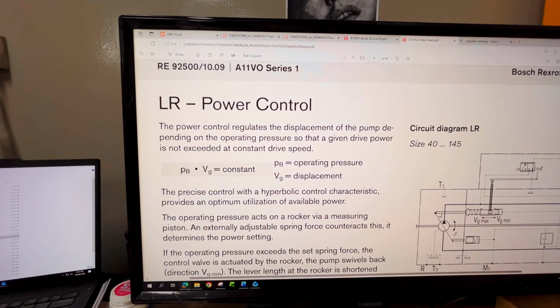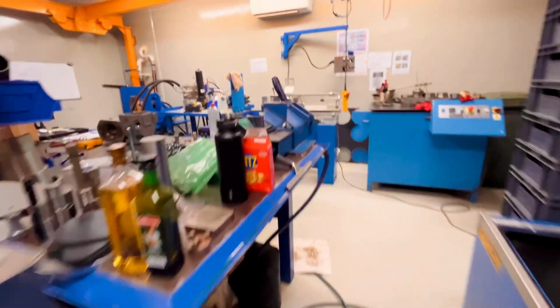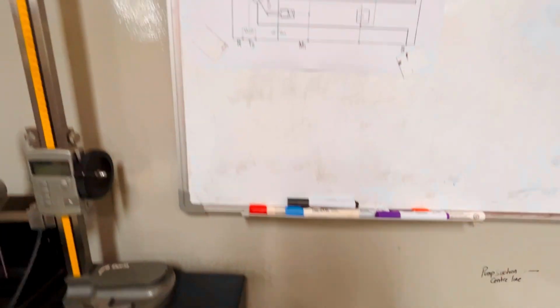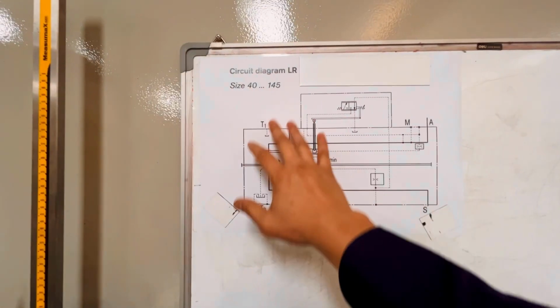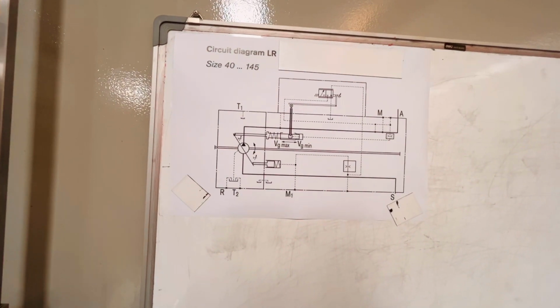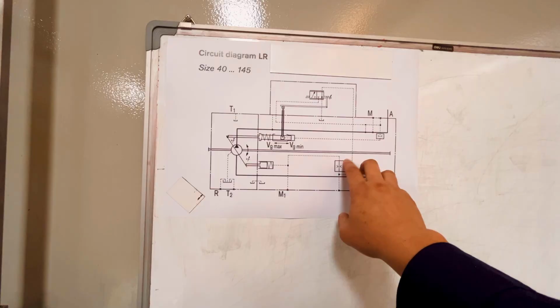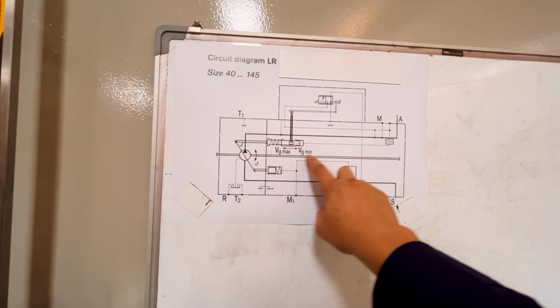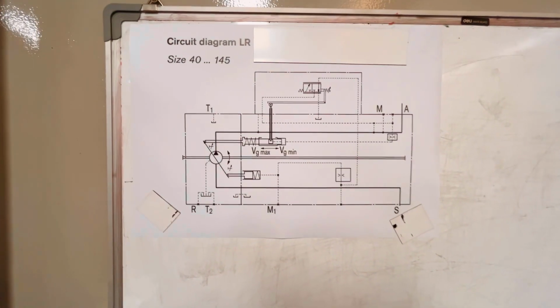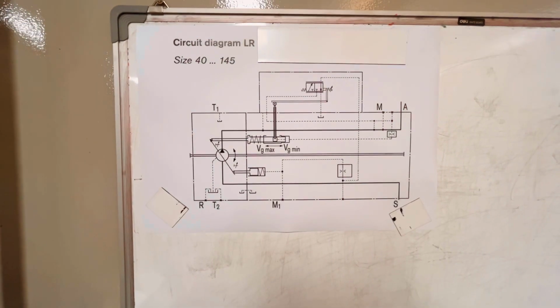Okay, so I will explain at the whiteboard here. We need this to explain. So this is the circuit diagram of the A11VO, because there's no boost or no impeller for your suction. This one is size 40 and 145.